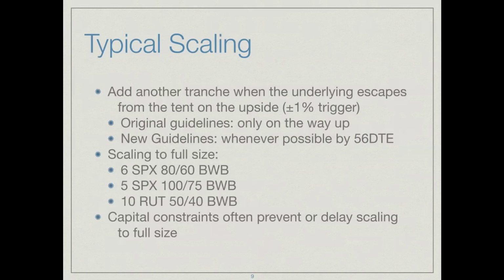Typically, full size would be 6 80/60 SPX broken wing butterflies, or 5 for the 100/75 wing broken wing butterfly, and for the RUT Rhino, which hasn't changed, it would be 5+5. In previous presentations, I said for the 100/75 Rhino I would do 3+2, but realistically, because of capital constraints, the scaling in and out has been more granular. Sometimes I start with 2 and try to get up to 5. Sometimes I stop at 4. Sometimes if I've got capital available, I will start with 3, then +1+1 or +2. So this is the objective, but we don't always manage to get to those levels.